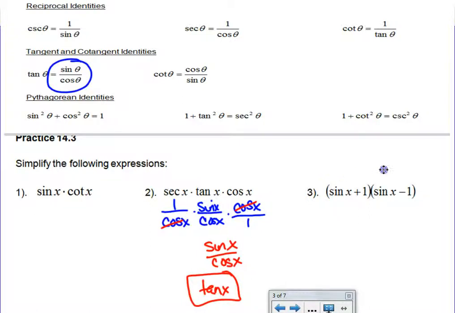What do you think you're going to do on number 3? Algebraic instincts? Yeah, distribute. It's another FOIL problem.